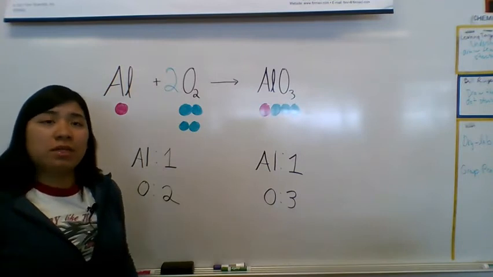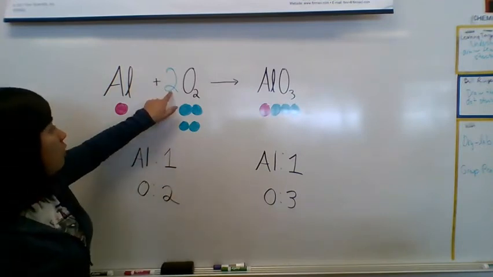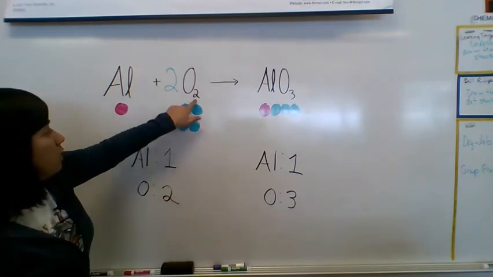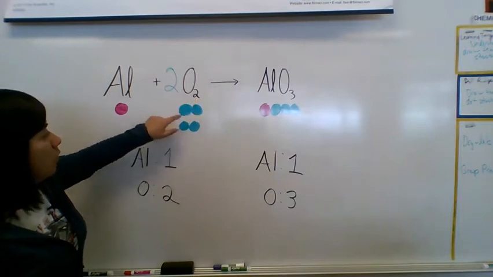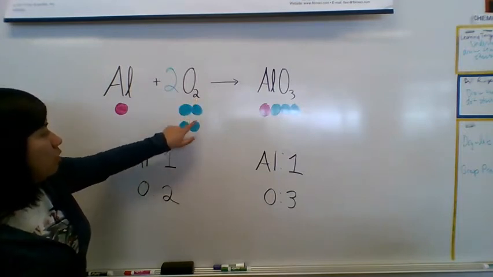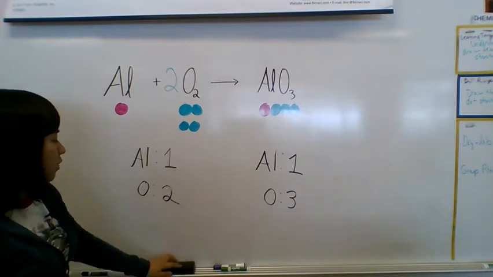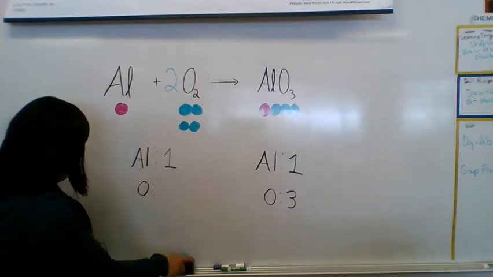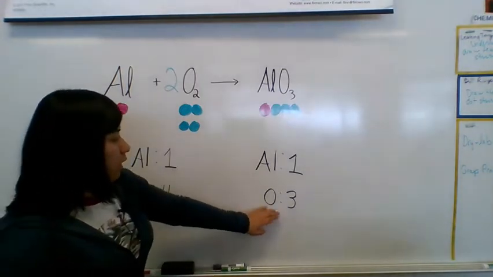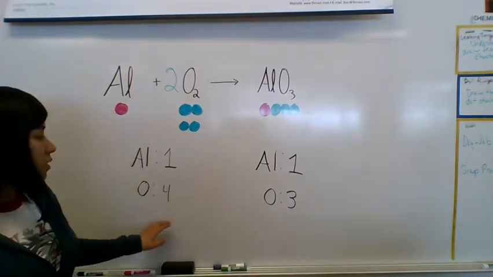Okay, so let's count how many oxygens I have. So I can do 2 times this subscript, which is 4, or I can count these dots. So I have 1, 2, 3, 4. Now my total is 4 oxygens. And if we look right here on the right, I have 3 oxygens. So this is still not balanced.